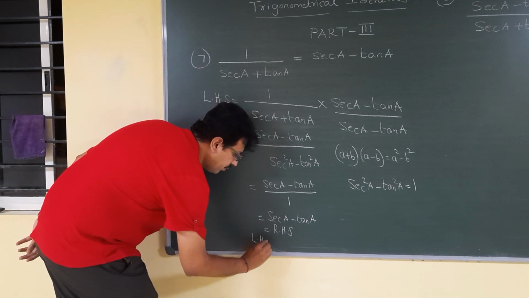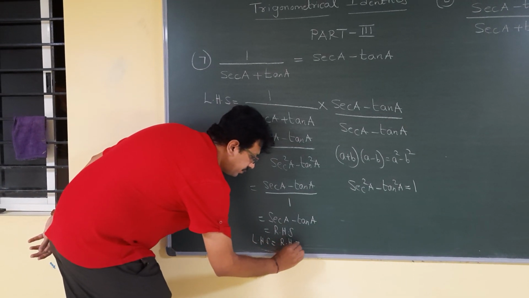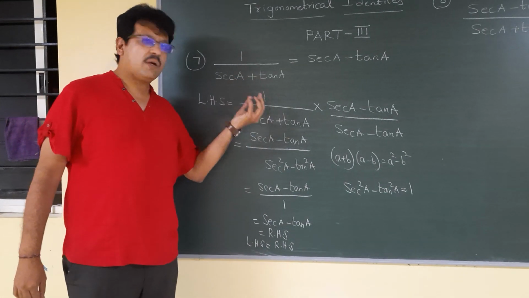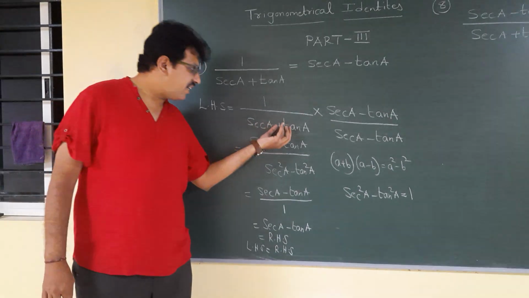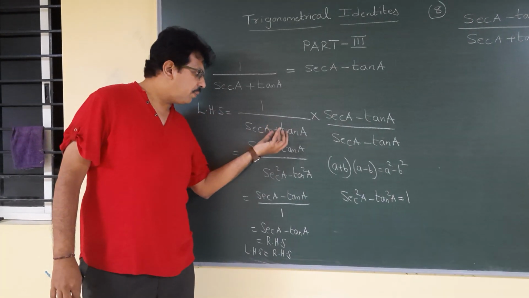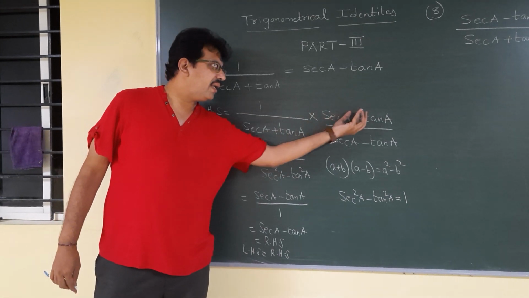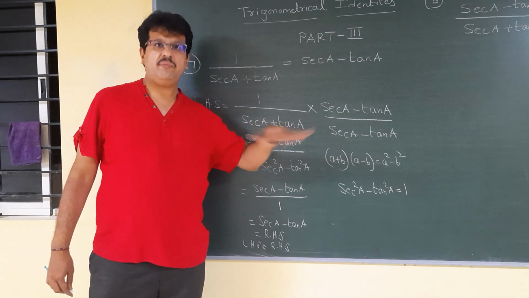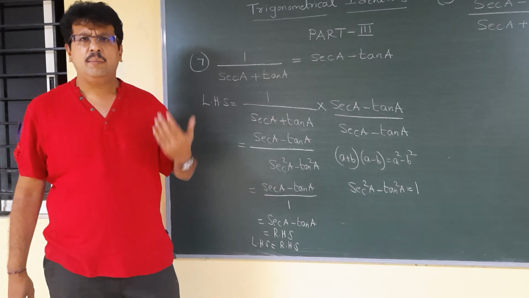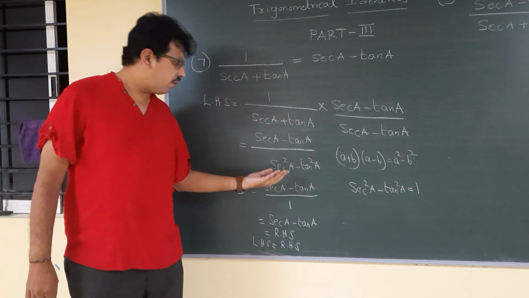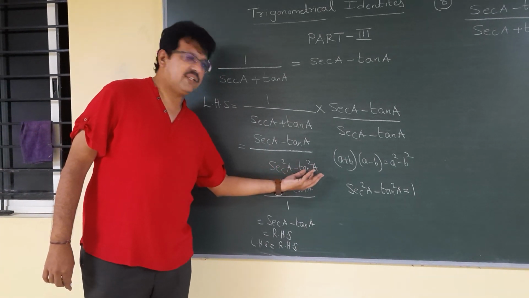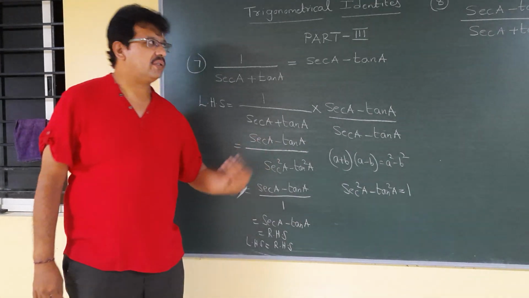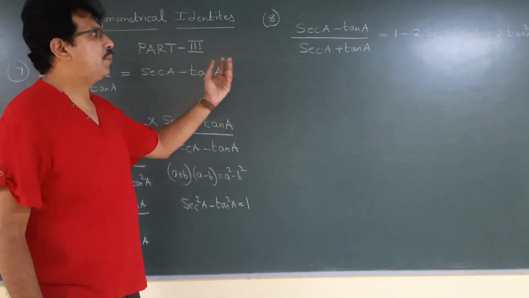So this is how we have to solve this type of sum. The main concept here is rationalizing the denominator. If a plus sign is there, we have to multiply by secant a minus tan a. If a minus sign is there, we should write secant a plus tan a. It depends on the problem. Then we use the identity secant square a minus tan square a, which is equal to 1. So that's how we got the RHS. We'll move on to the next problem here.